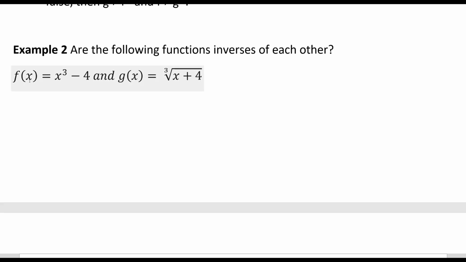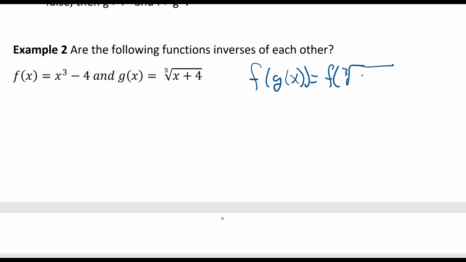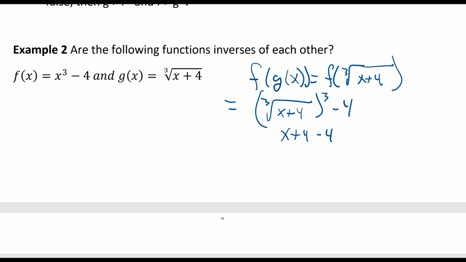So we have f of x equals x cubed minus 4, and g of x is the cube root of x plus 4. So our f of g of x is going to be f of the cube root of x plus 4, which will be the cube root of x plus 4, and we're going to cube that and then subtract 4. Well, if I cube a cube root, I just get the x plus 4 out of there, minus 4 equals x. That works.